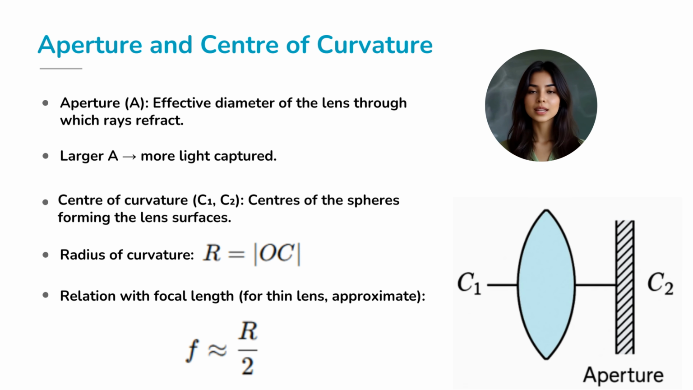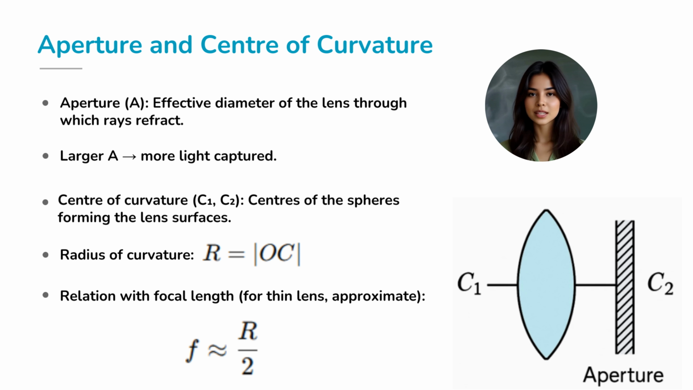Alright students, let's add two more terms to our lens alphabet, the aperture and the center of curvature. First, the aperture. This is simply the effective diameter of the lens through which light rays actually pass and get refracted. The bigger the aperture, the more light the lens captures. That's why camera lenses with large apertures can take bright, sharp photos even in dim light. More light in, better picture out, simple.